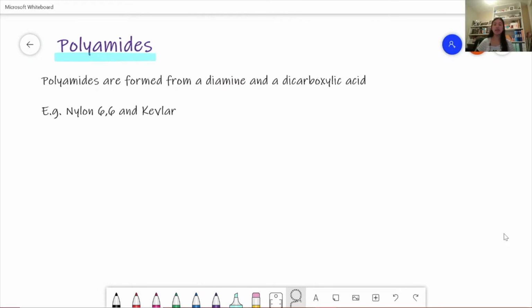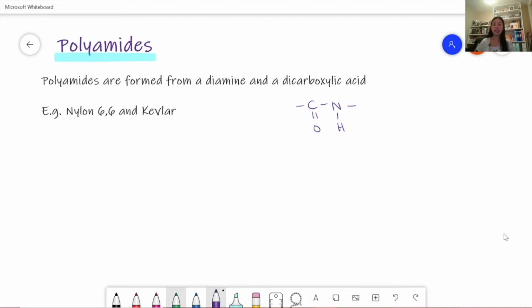So now we're going to talk about polyamides. Now, polyamides are formed from a diamine and a dicarboxylic acid. And this is because normally to form amides, we need an amine and a carboxylic acid. So in order to get this amide link, this C double bond O NH, to be repeating over and over again, then we need an amine and a carboxylic acid. So we have two examples of polyamides. The first is nylon 6,6 and the second is Kevlar, and you'll need to know about both of them.